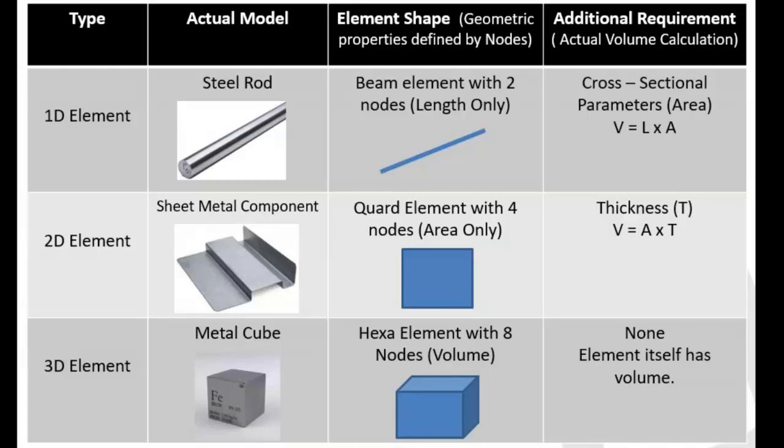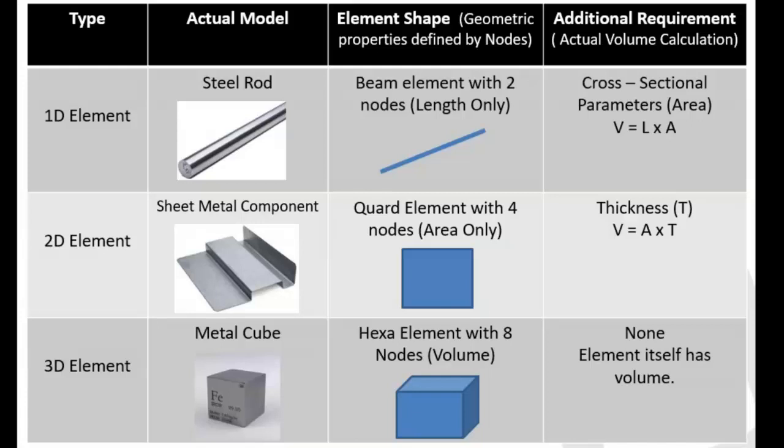It will not give the results across the cross-section because there are no nodes across the cross-section. So if you want to find out the values of stresses and deformation of a steel rod across the cross-section, then you have to go for 3D meshing. With 1D meshing, you can only get the results along the length, not across the cross-section. But to generate volume, you have to give cross-sectional parameters.